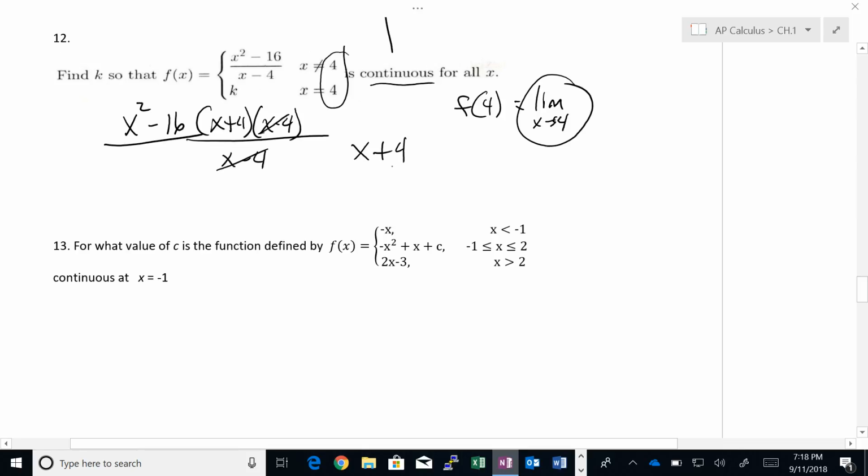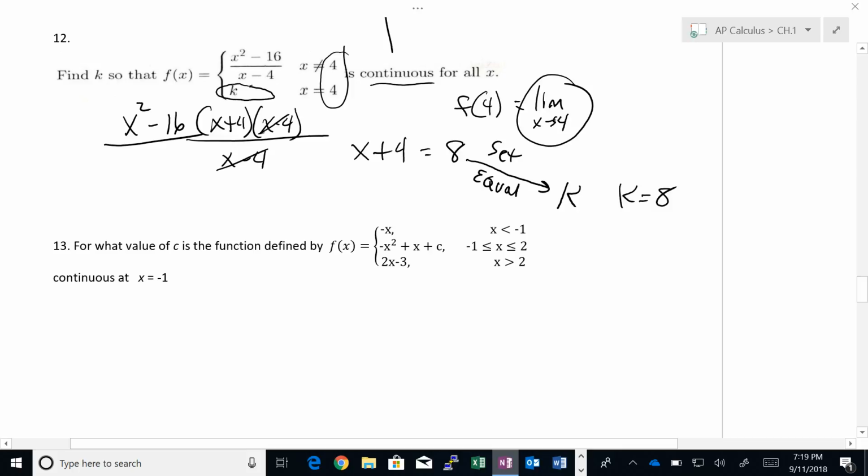All right, let's find the limit. The limit I can just directly substitute in. When I put in 4, I get 8, right? And then I just set that equal to the other expression. Well, we kind of made this easy. This whole expression is k. So in this case, k is 8.